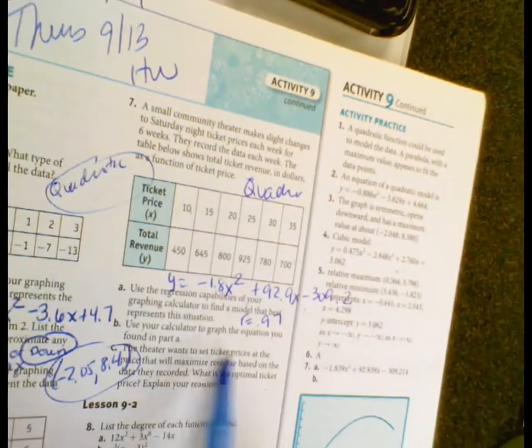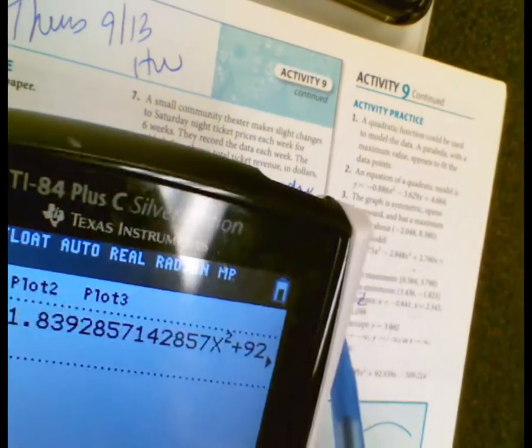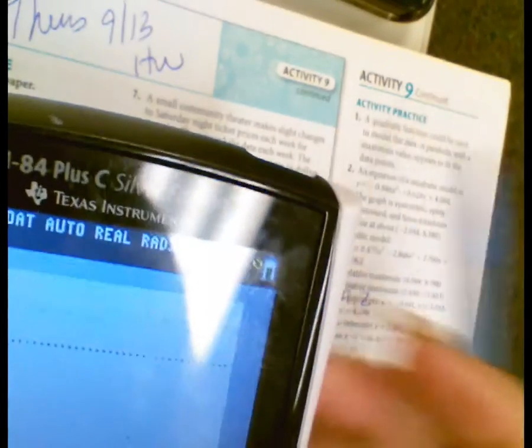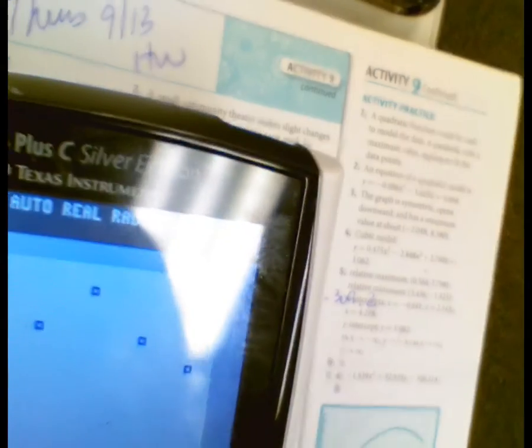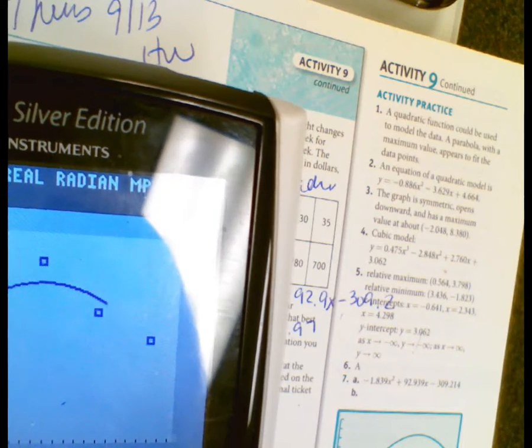All right, use your calculator to graph the equation you found in part A. So we're going to graph it. See how I put it in already? Now if I graph, it should be in there with the quadratic. So this is what a 0.97 r looks like. It's pretty close, but notice it misses a few dots.